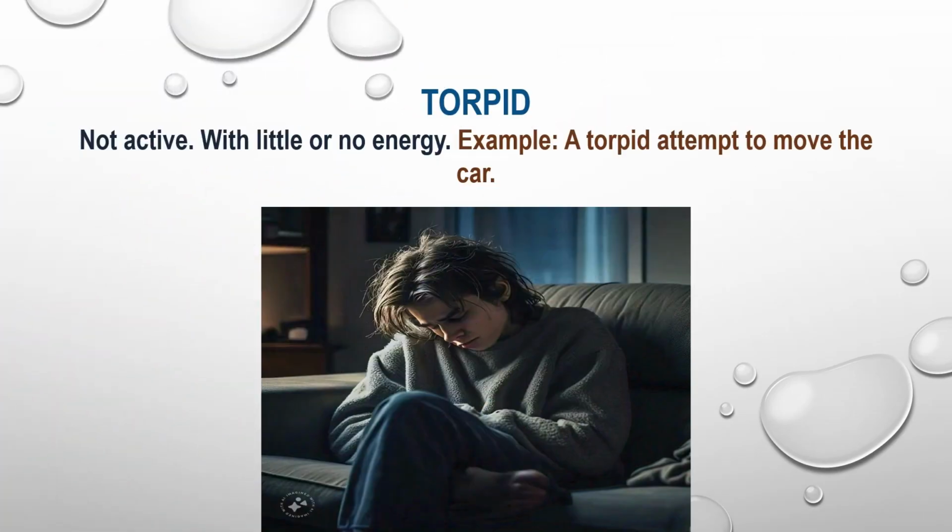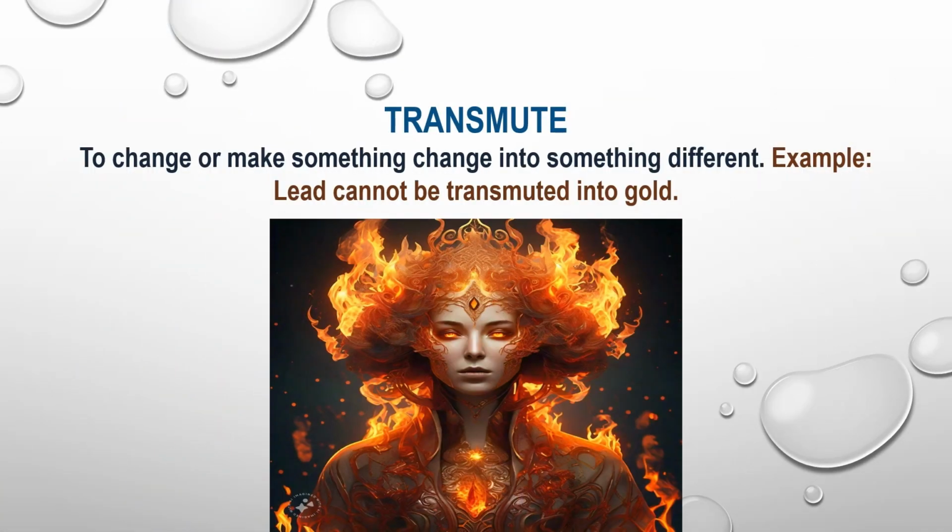Torpid. This means not active, with little or no energy. Example, a torpid attempt to move the car. Transmute. This means to change or make something change into something different. Example, lead cannot be transmuted into gold.